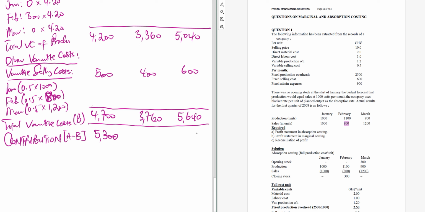So we less our 3,760 from it, and we end up with 4,240. We have 5,640 sales of 12,000, but we take out our 5,640 from it. We end up with 6,360. Now we less all fixed costs, right?